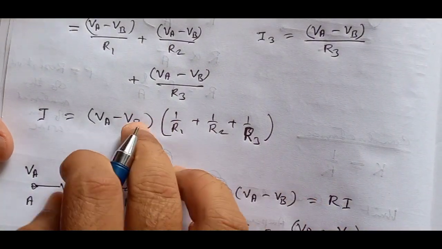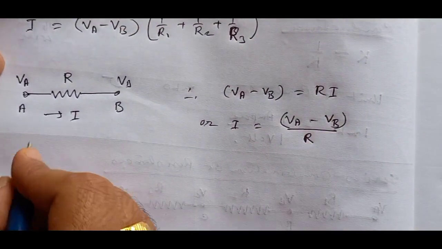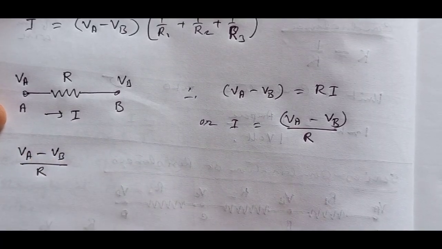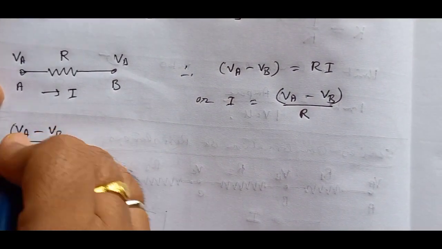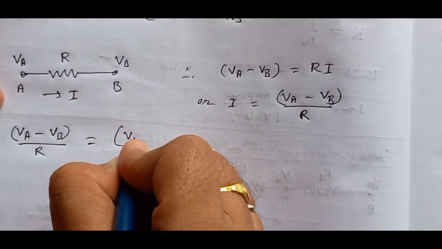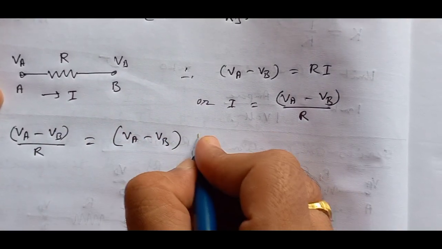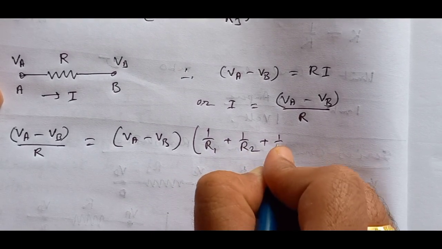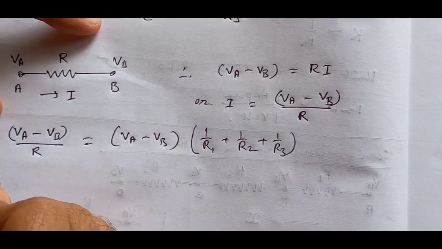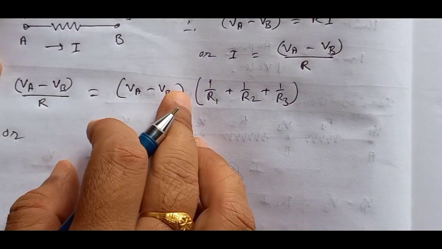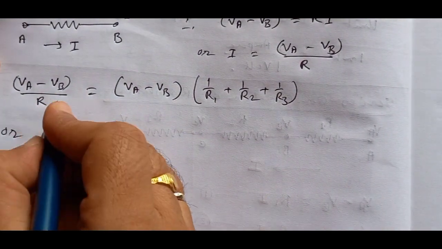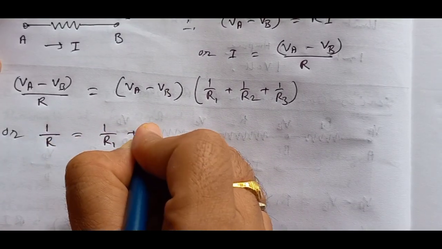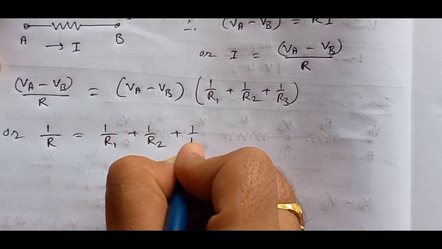Now, comparing this equation and this equation, we can write VA minus VB by R is equal to VA minus VB common, 1 by R1 plus 1 by R2 plus 1 by R3, or VA minus VB, both sides will be cancelled out. Therefore, 1 by R is equal to 1 by R1 plus 1 by R2 plus 1 by R3.